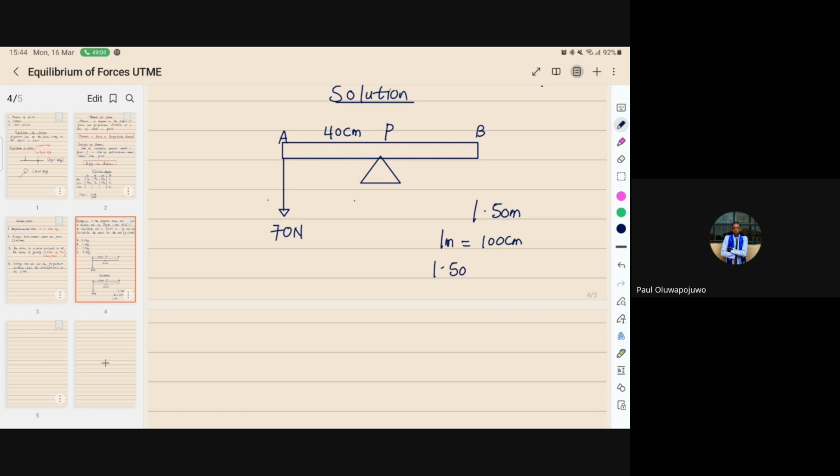All right. So 1.50 meter will now be equal to 150 centimeter. Is it clear now? Is it still blank? Okay, good.